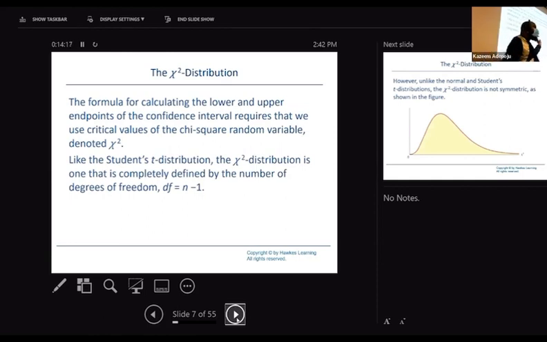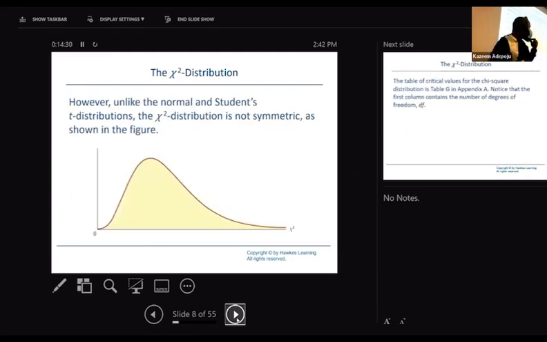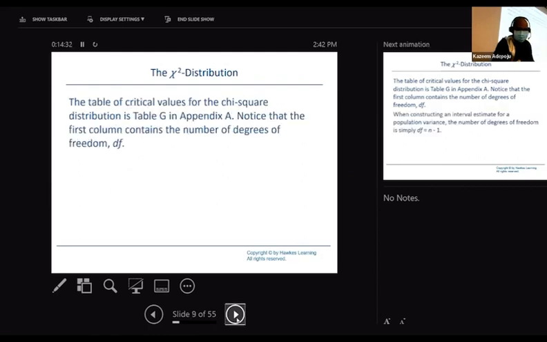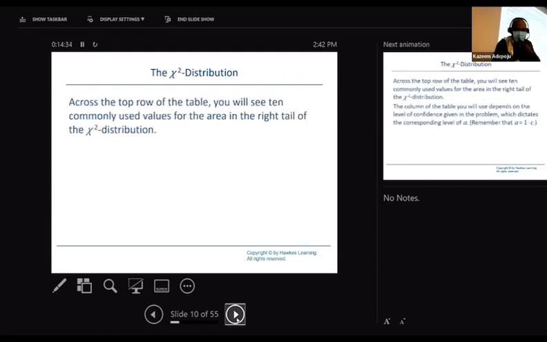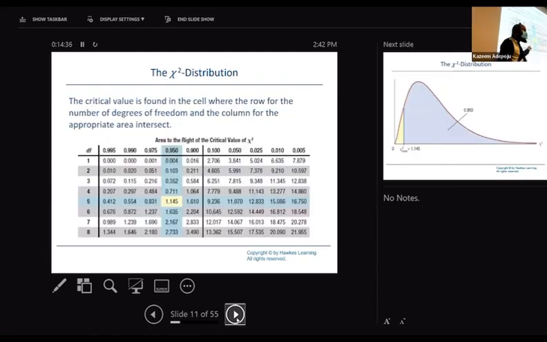And of course, to check from a chi-square table, we're going to be checking the degree of freedom against the level of confidence or level of significance. The degree of freedom, of course, is going to be n-1. And this is the shape of the chi-square. Okay, and I'm going to show you the table of the chi-square now. Take a look at this.